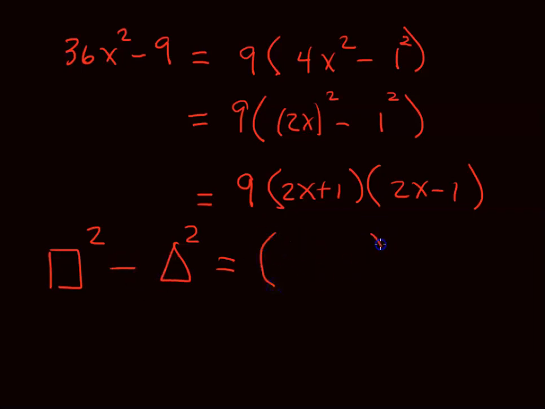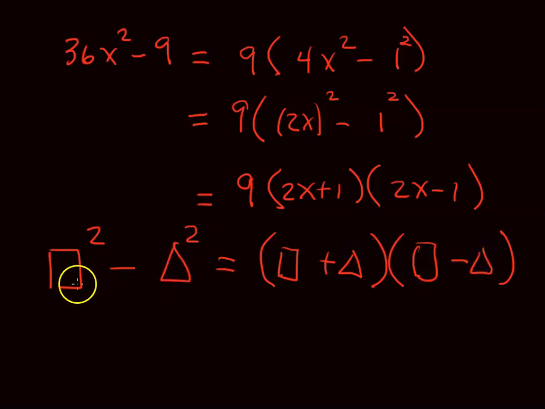It factors into 2 binomials, the sum and the difference of the square roots. So it's nice to write those as squares so you don't get that 4 all messed up. Don't put the 4 there, it's got to be the square root. So this is the difference of 2 squares.